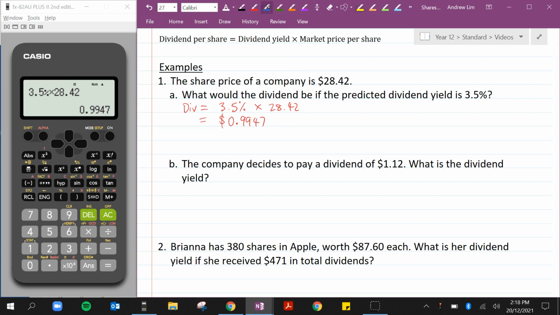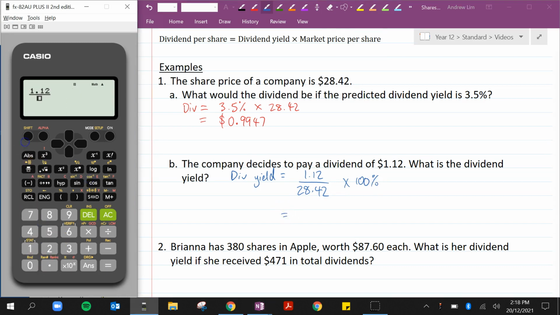So, what is the dividend yield? We're going to take the dividend of $1.12. We're going to divide it by the market price or share price of $28.42. And we're going to times it by 100%. So 1.12 over 28.42 times 100. Do not press percent in your calculator. That's just going to times it by 1. So that gives us 3.94, and we write the percent here. 3.94%, and that's to 2dp.